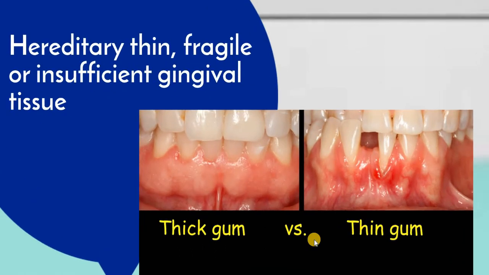Also, a thin gingival biotype here is different from the thick gingival biotype. This is more susceptible to gingival recession, more susceptible to minor trauma and bacterial invasion.